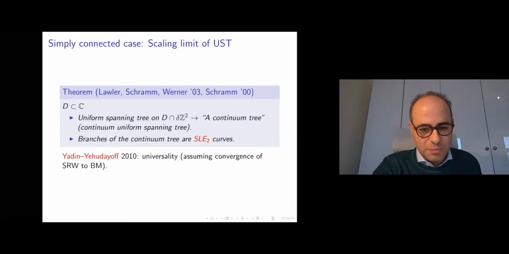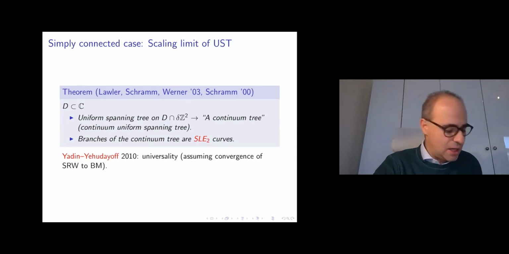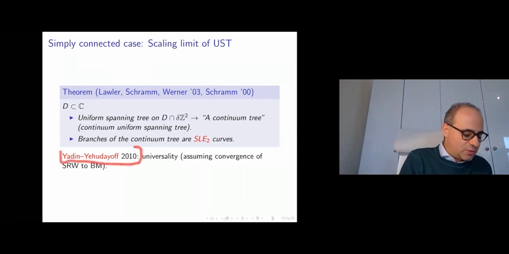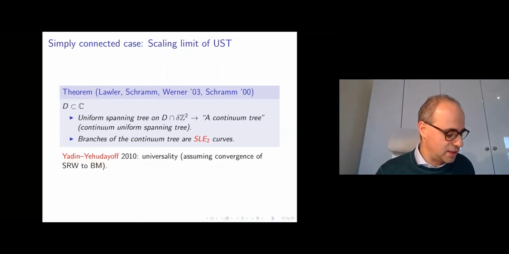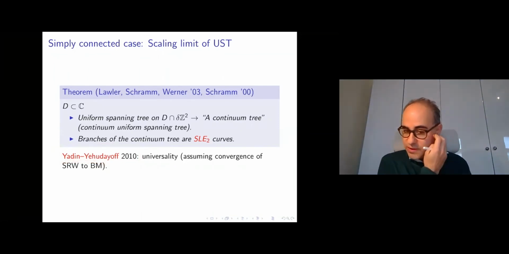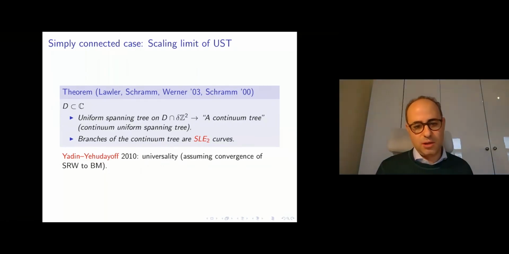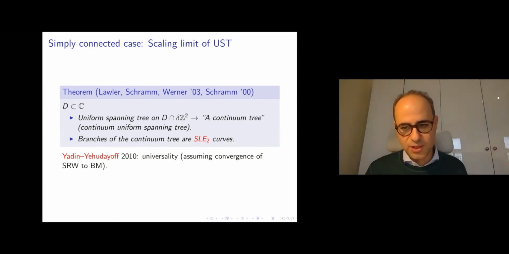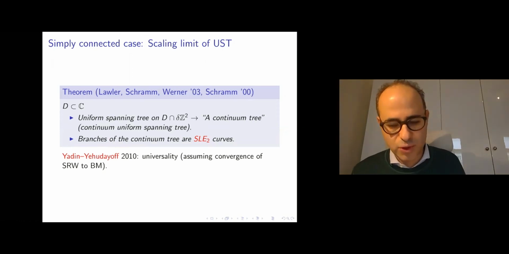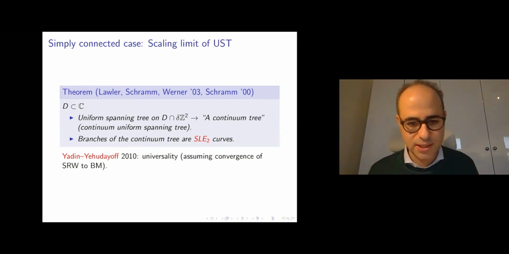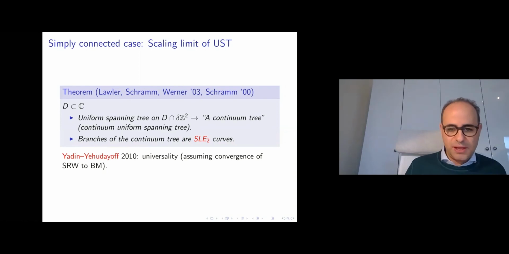And the branches of this continuum tree are given by SLE2 curves. And what will be especially relevant for me is this version of this result, which is due to Ariel Yadin and Amir Yehudayoff around 2010, where they proved that actually this convergence is true more generally. You don't need to be on a square lattice. You only need to assume that simple random walk converges to Brownian motion. So the uniform crossing assumption is not needed for this. It's just convergence of random walk to Brownian motion that is needed. And so this will be relevant.